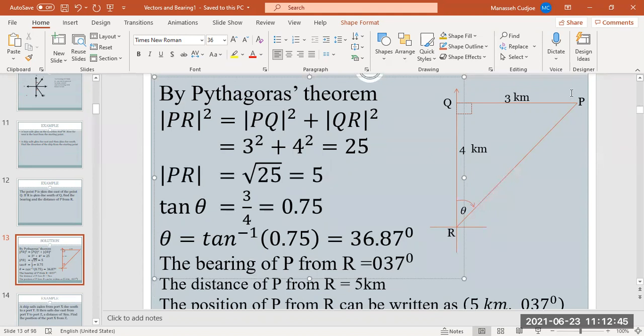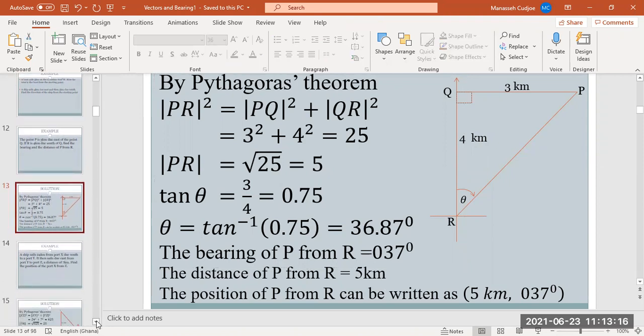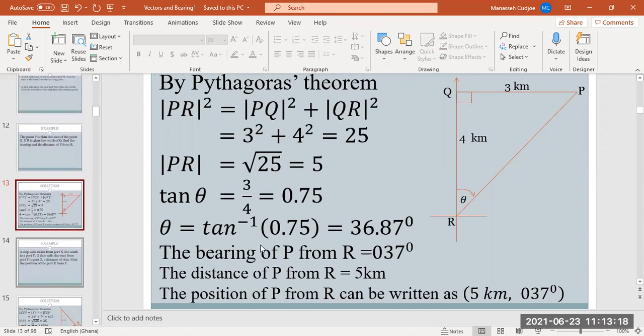Now you can start thinking about the distance. This is the distance. So typically we are going to apply our Pythagoras theorem to find the length or the distance between P and R. So that should be the square root of 4 squared plus 3 squared. As I take the square root, you should be getting 5 kilometers. All right, so I think we should be good by now. So let's explore more examples.